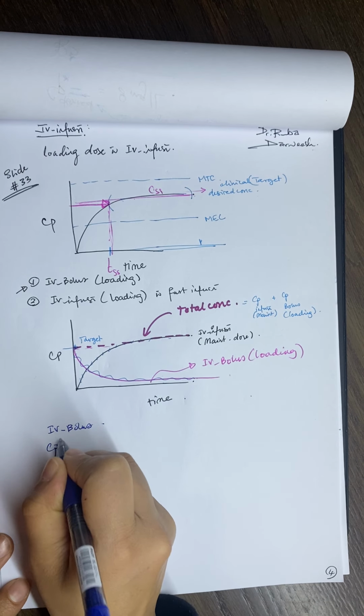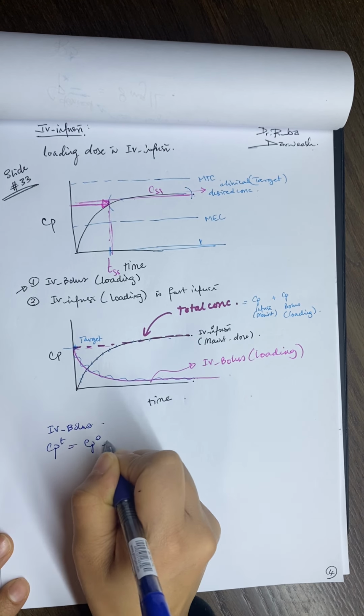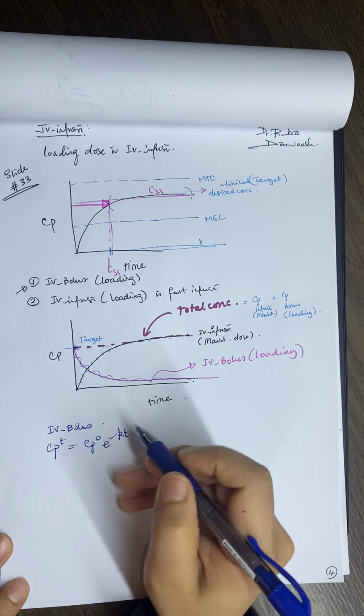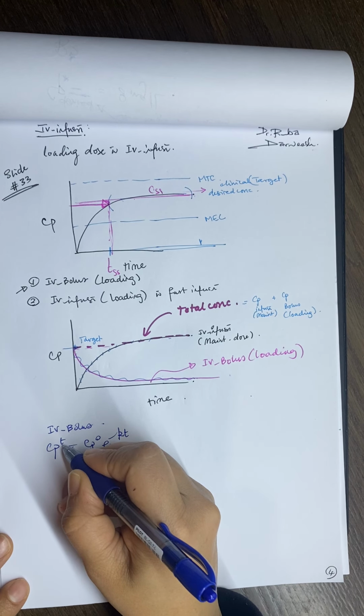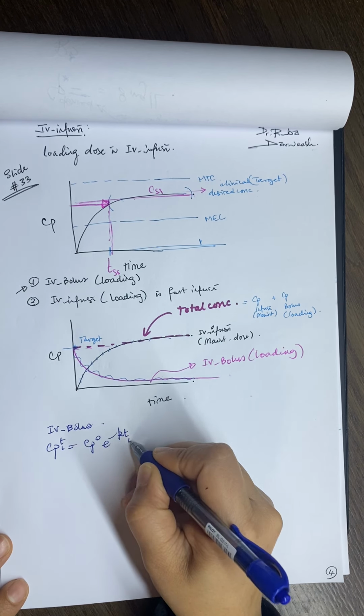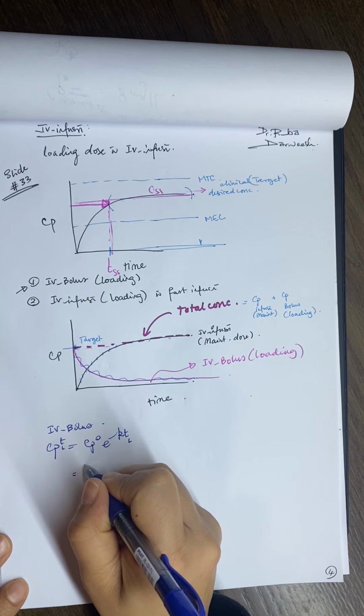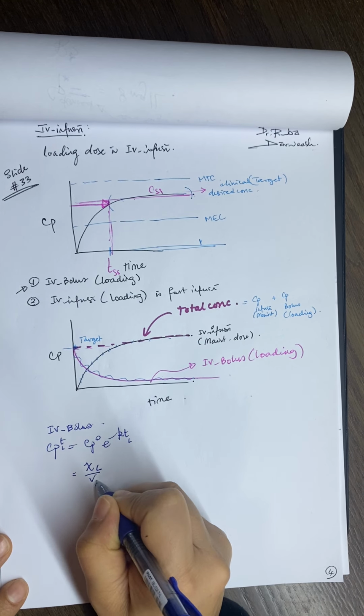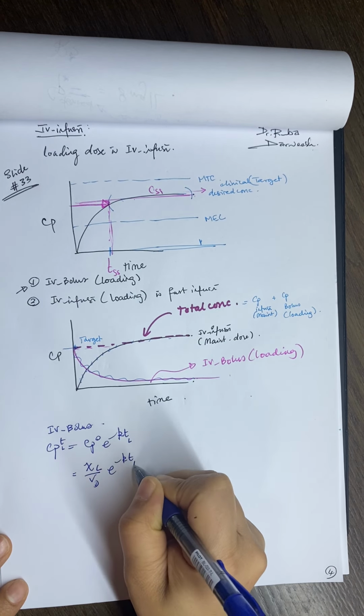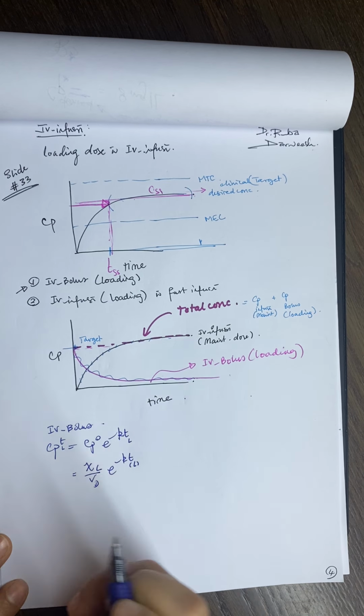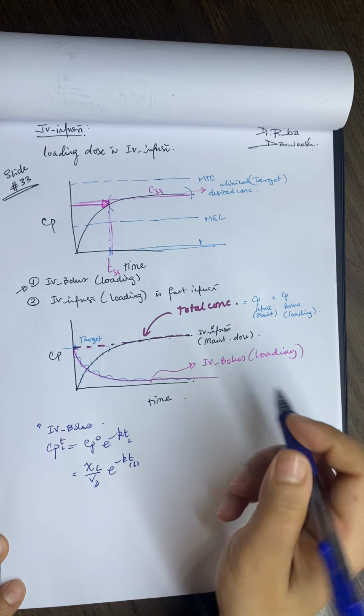Again, we know that CB at a certain time equals CB naught e to the minus K times time. But here the time we are talking about is loading. This will be X loading over VD, e to the minus K times the time of loading dose. This is for IV bolus.